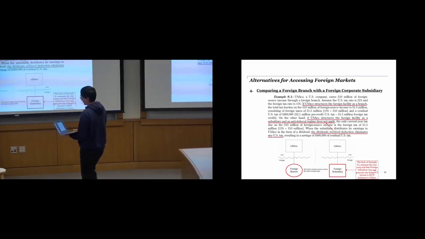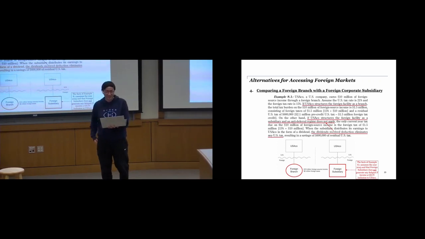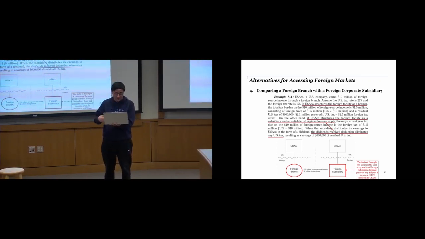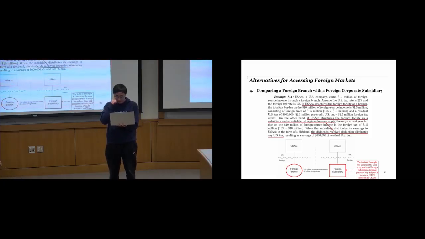Right. So in this example, we have a U.S. company earning 10 million in foreign source income, and then if we assume a 21% U.S. tax rate and 15% foreign tax rate, would result in total foreign taxes of 1.5 million and 600,000 in residual U.S. tax after the foreign tax credit. Yeah, so let me pause you there.